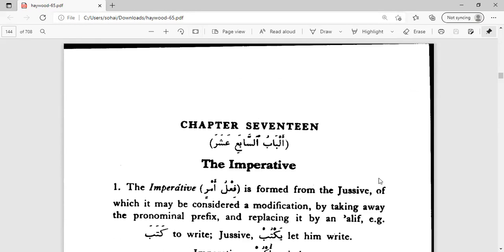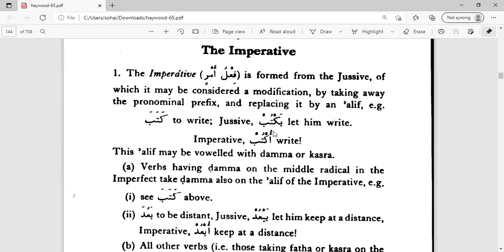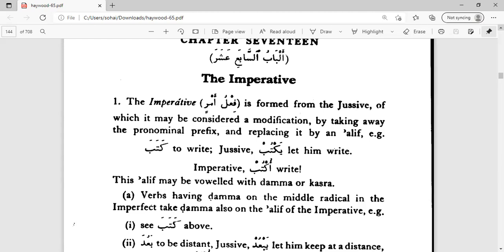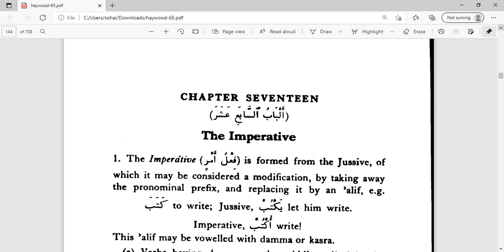So when you talk in the second person and you ask them to do something, for example, if you ask them to write, you will use this. And if you ask them to stand, you will use this. So you're only using it for the second person, whether it's a male, female, two people, one person, three people, or 10 people, you will use this form.